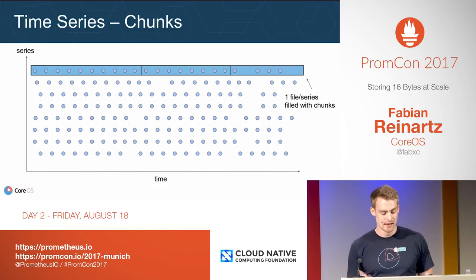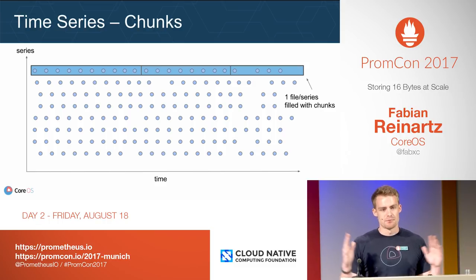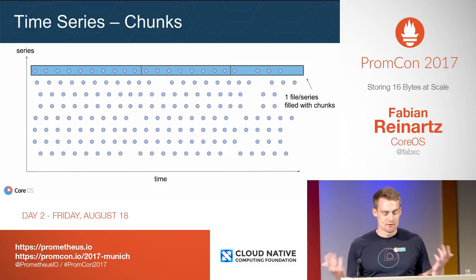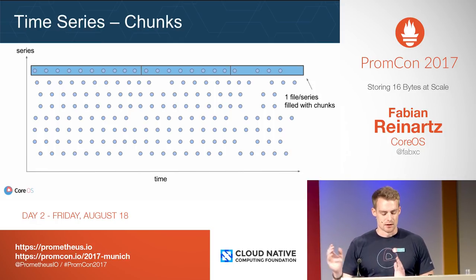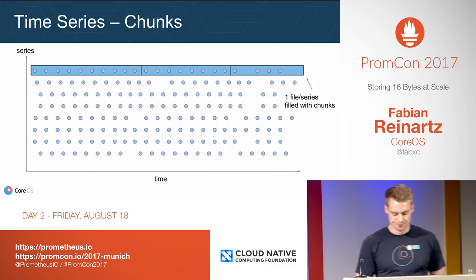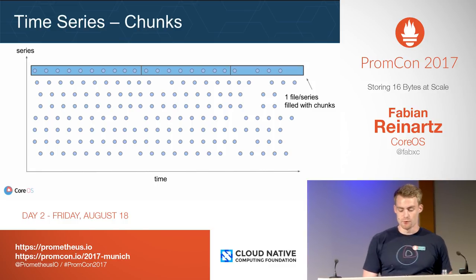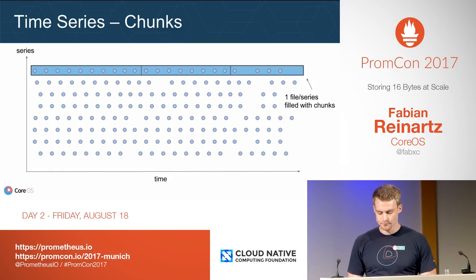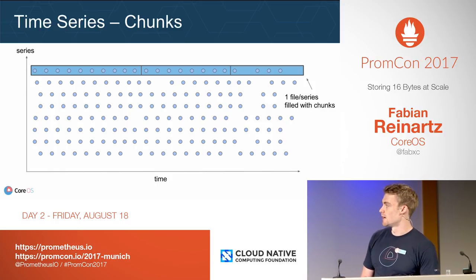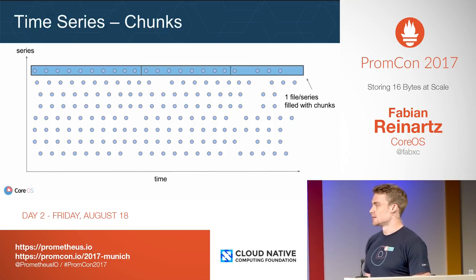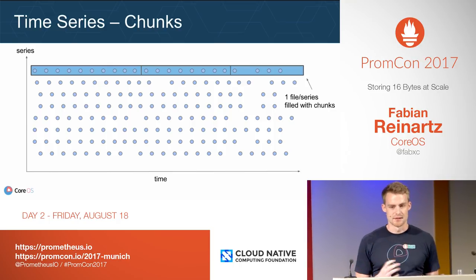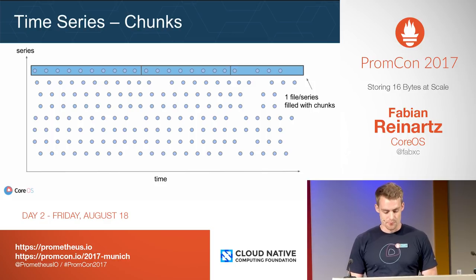And that's why we have chunks. Chunks are just bundling up a bunch of samples, like 100 to 1,000 maybe, and then you can jump around in a series to a certain chunk and just decompress this chunk to get to the value you actually care about. And in Prometheus 1, we have one file for each series, and you might figure if you have 5 million series, that's 5 million files. Sounds like a lot, but modern file systems can actually deal with this pretty well, and that's why Prometheus 1 works.